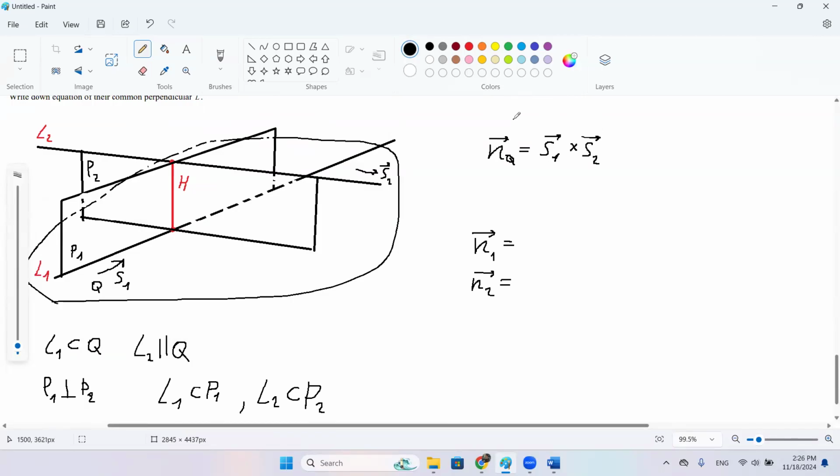Okay, Maxim, yeah? I think they will be the same as for the lines L1 and L2. What you mean is that it will match their direction vectors, but it's not correct. The normal vector is perpendicular to the plane, but the direction vector of the straight line is parallel to or belongs to the straight line. So we need to find vectors perpendicular to P1 and P2.